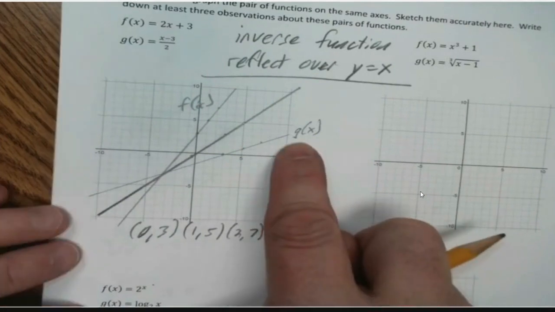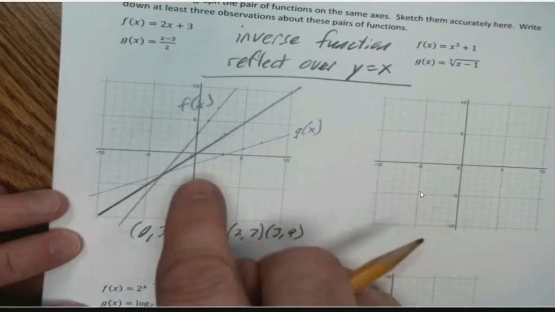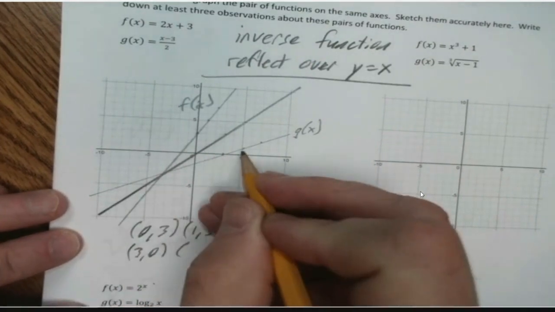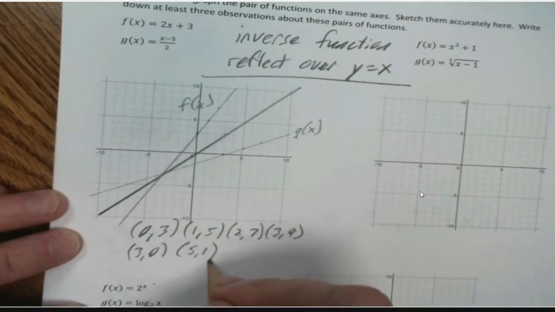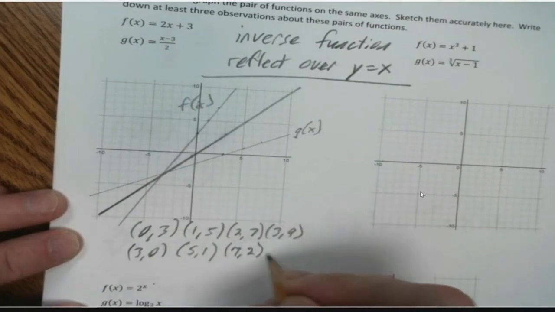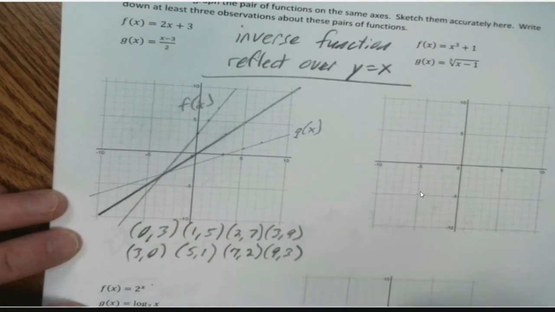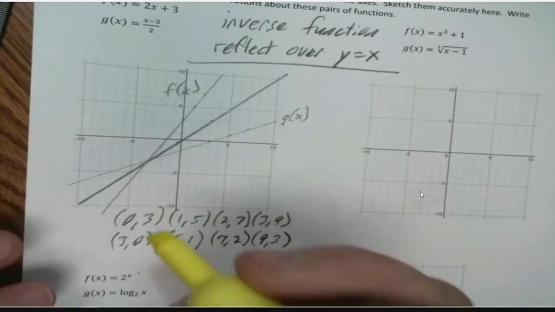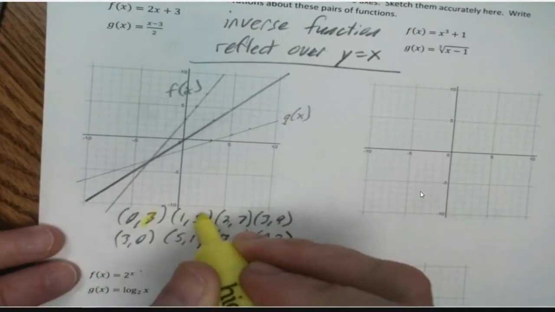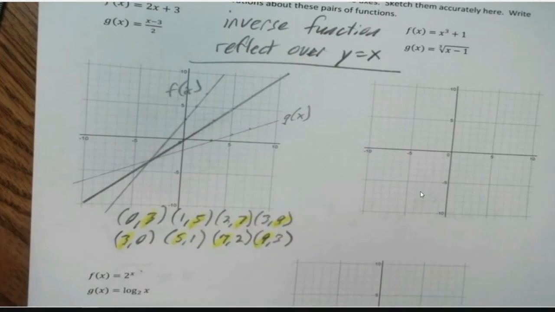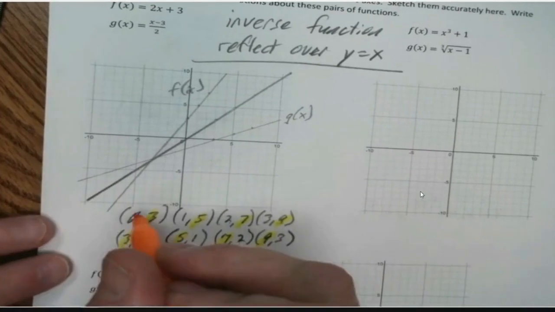If we look at the points on g of x that correlate with these, we see the point 3, 0. We see the point 5, 1. See the point 7, 2. Which means we'll also see the point 9, 3. So you see what's happened there to the points that appear in one function. 0, 3, 1, 5, 2, 7. Those become the x's in the other function. And then the ones that start as x's, the zeros, they become the y.